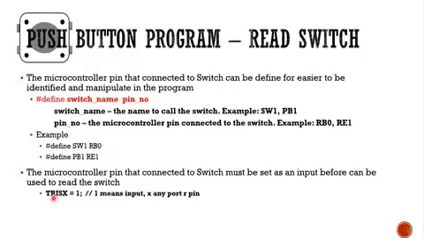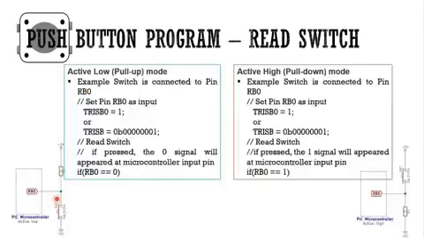So you need to set TRISx. So we have two ports here, port B and port E. So this means that TRISB must equal 1, and then TRISE must equal 1. To be specific, RB0, RE1, so TRISB bit 0 equals 1, TRISE bit 1 equals 1. You need to put the respective one. If you want to use port B, TRIS, then TRIS here should be TRISB.